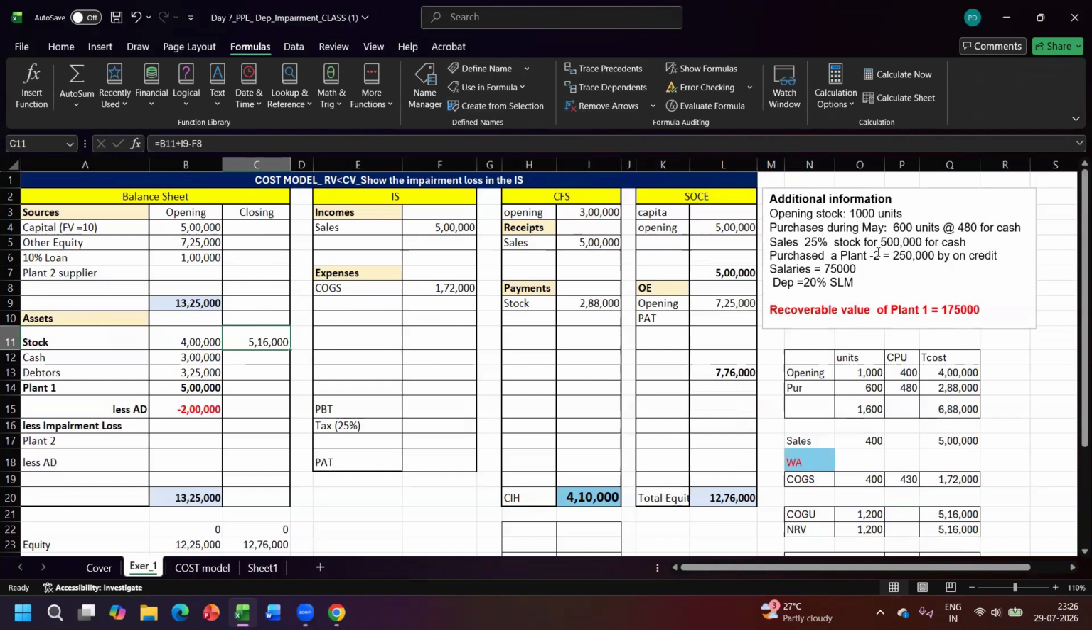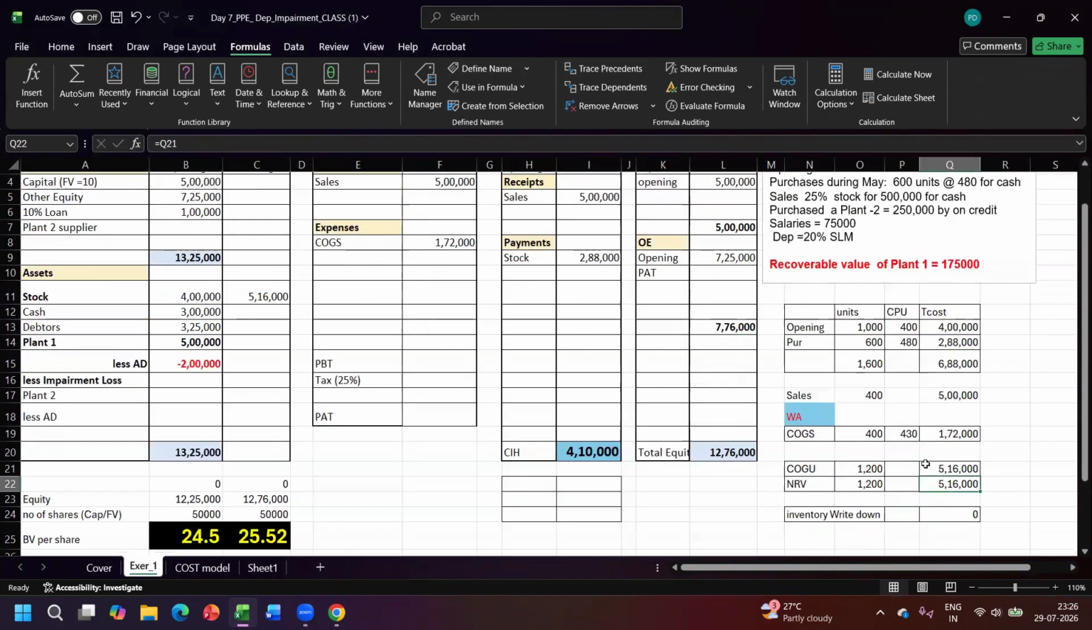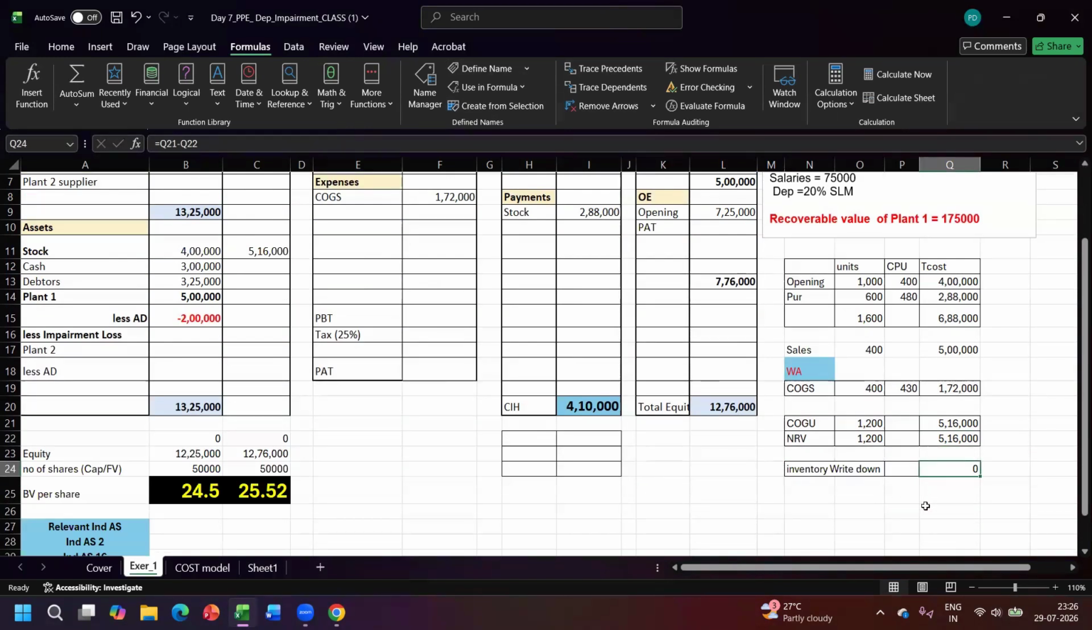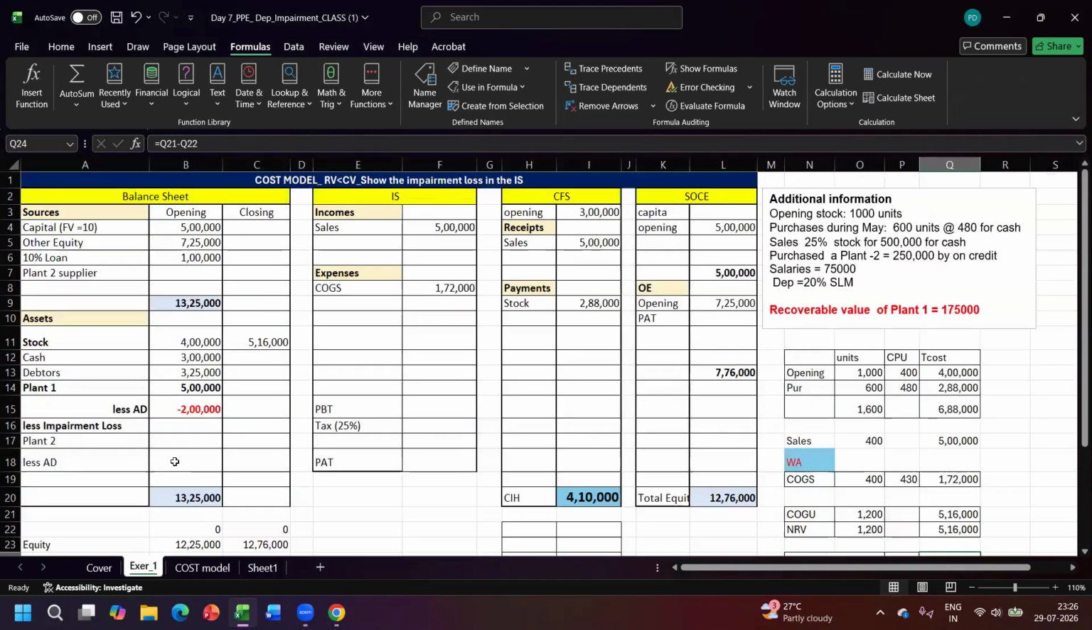But there is no information about the net realizable value of the inventory. So our assumption will be the net realizable value is same as the cost value. Therefore, there is no inventory write down in this example.